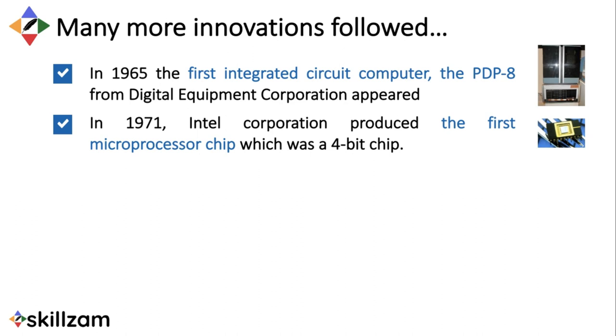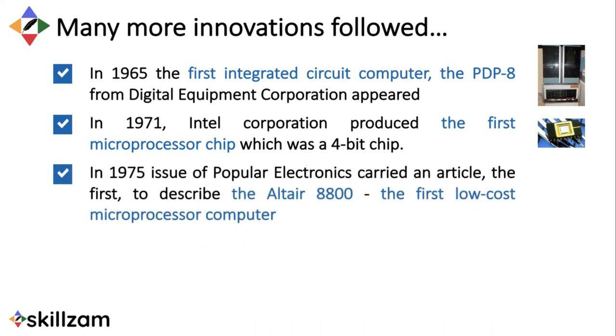At approximately 1/16 by 1/8 inches in size, this chip contained 250 transistors and had all the computing power of ENIAC. It matched IBM computers of the early 60s that had a CPU the size of an office desk. The Altair 8800, the first low-cost microprocessor computer, was featured in a 1975 issue of Popular Electronics article.